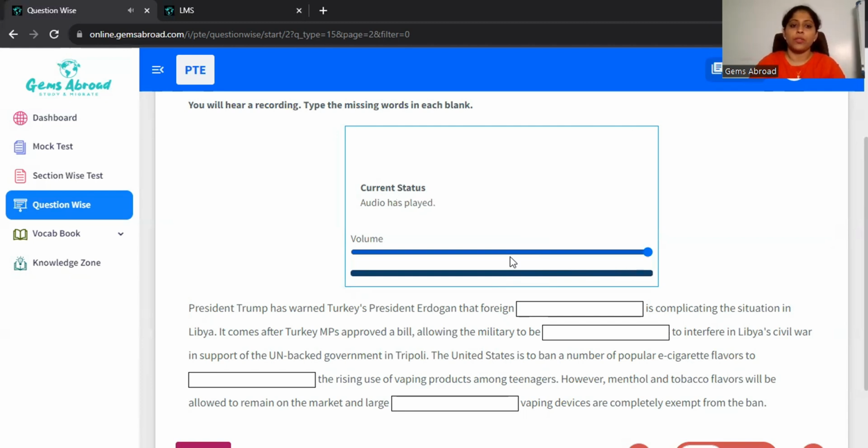Yes. President Trump has warned Turkey's President Erdogan that foreign interference is complicating the situation in Libya. Interference. Inter.